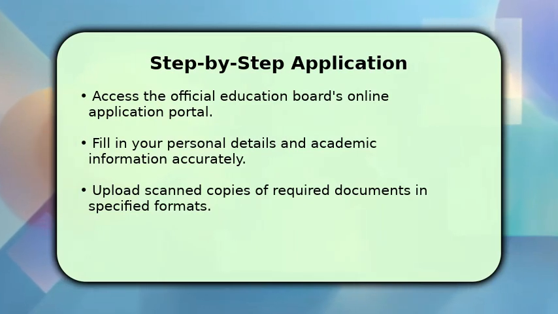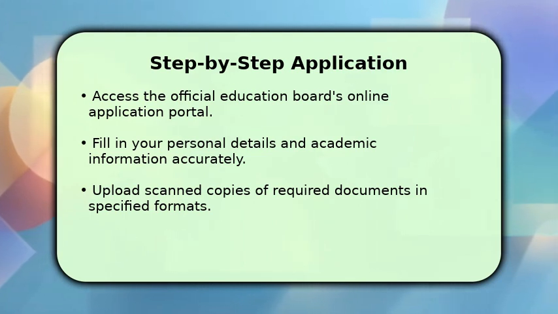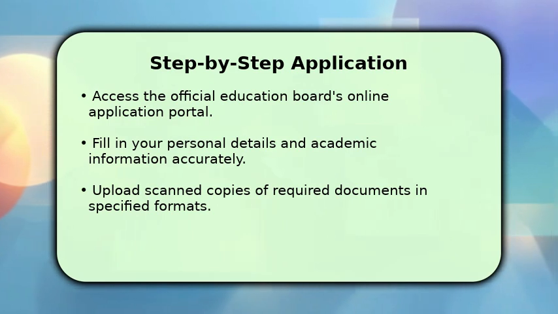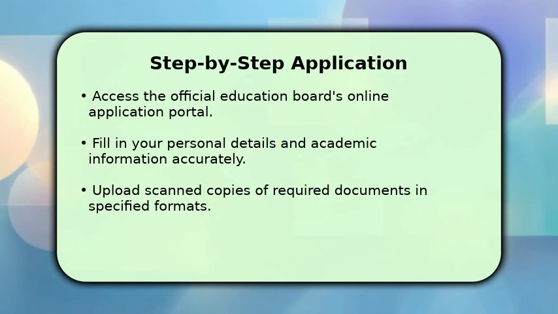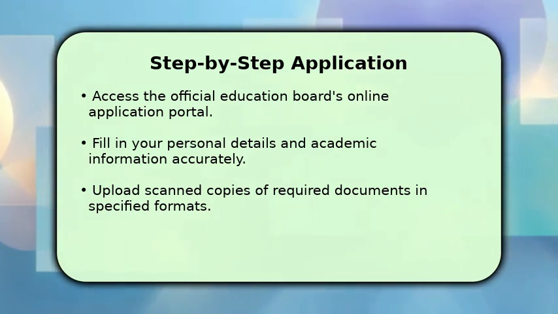Begin by navigating to the designated online portal for Betterment applications on your Education Board's website. Create an account if you don't have one, then log in. Proceed to fill out the application form with your personal details, previous examination roll number, and subject choices for Betterment.